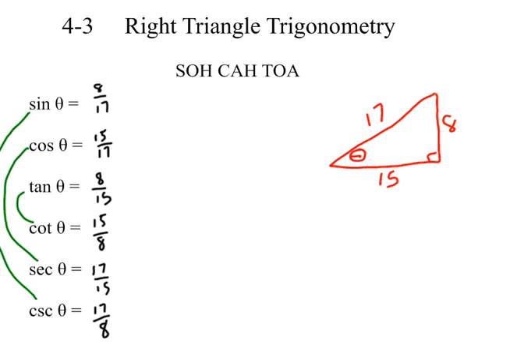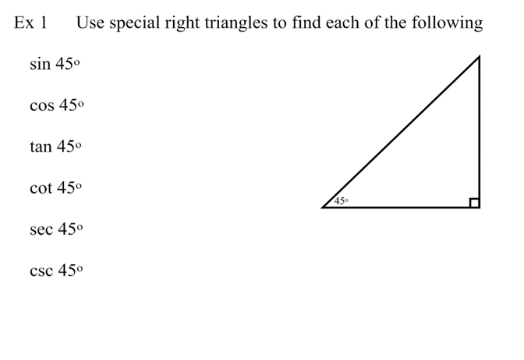Let's jump into another example using that. So first example, let's use this special right triangle to find sine, cosine, tangent, cotangent, secant, and cosecant of this 45-degree angle. Well, it is a special right triangle, which we saw before, so that means we can give it these certain dimensions. Well, I gave it the wrong dimension. Let me get rid of that.